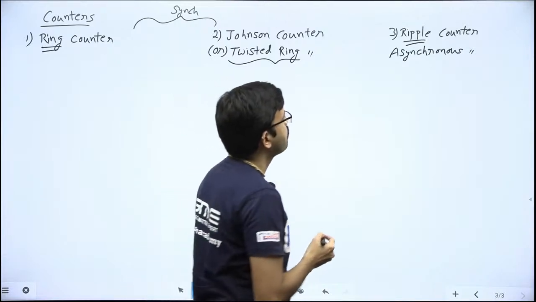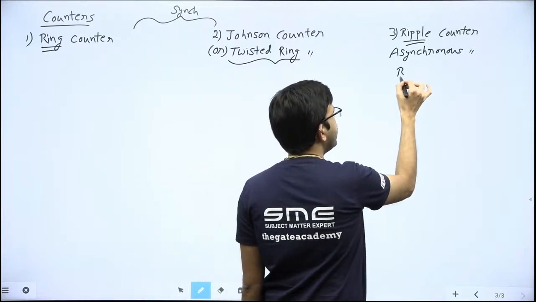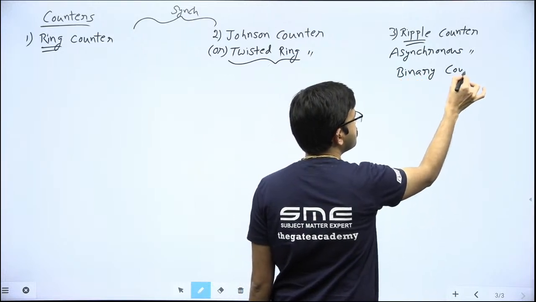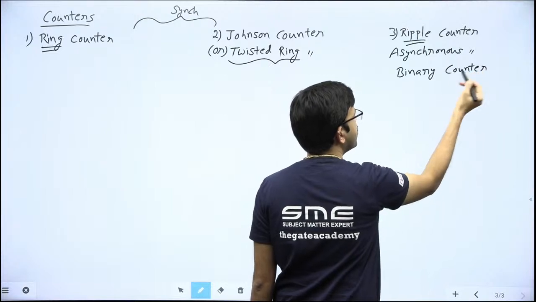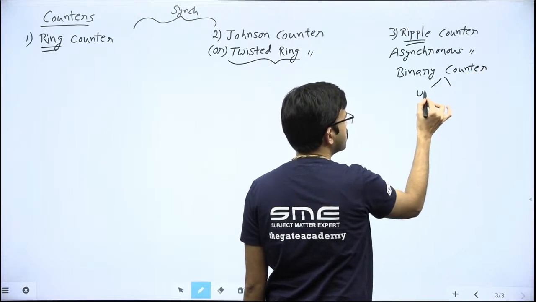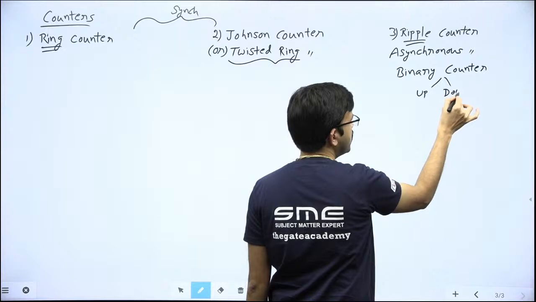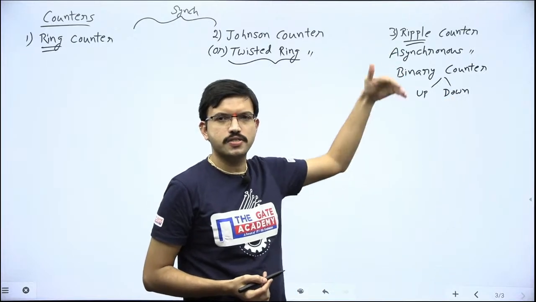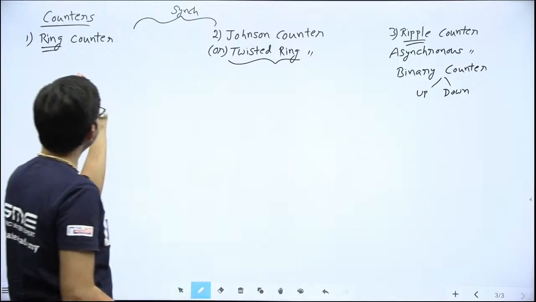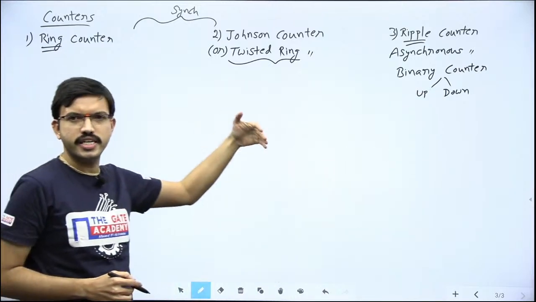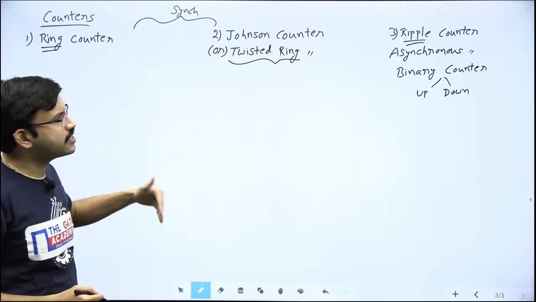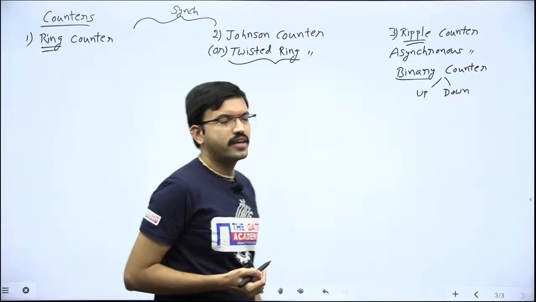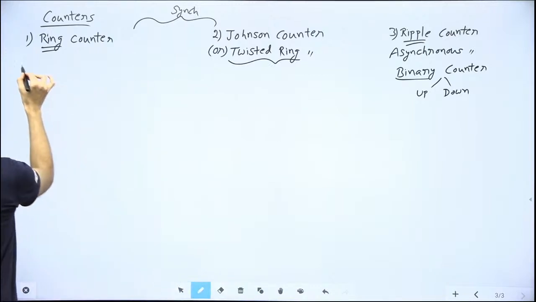Right. And here you can call this particular counter a binary counter, either an up counter or a down counter. Here with the help of a ripple counter you will get all the states, whereas in a ring counter and Johnson counter we won't get all the states, and we won't get them in a particular sequence with respect to our binary order.